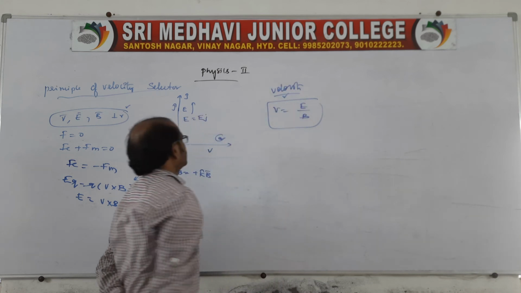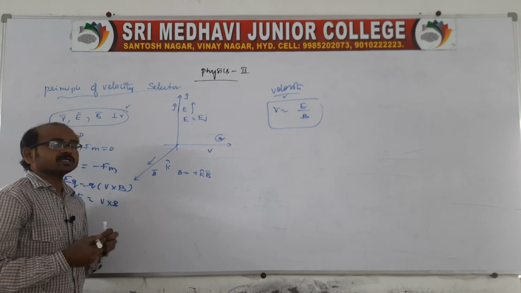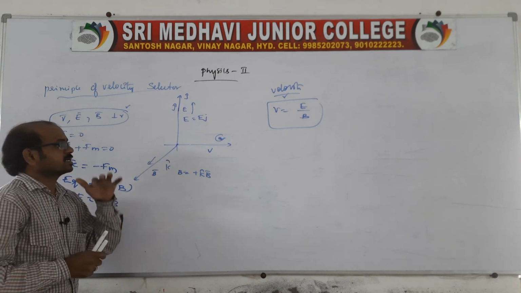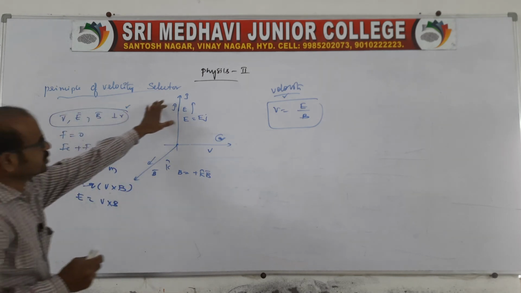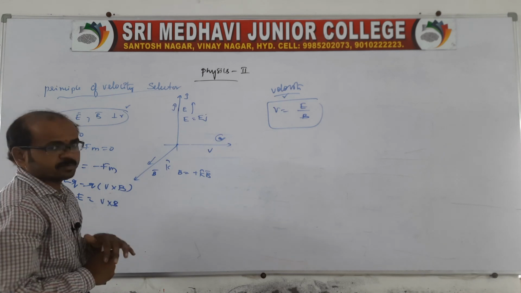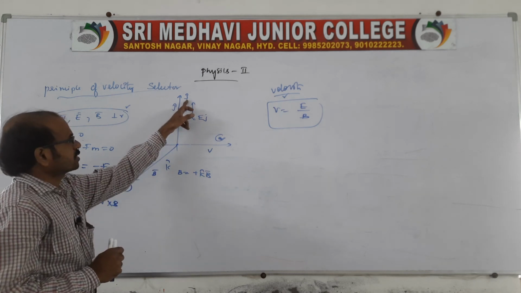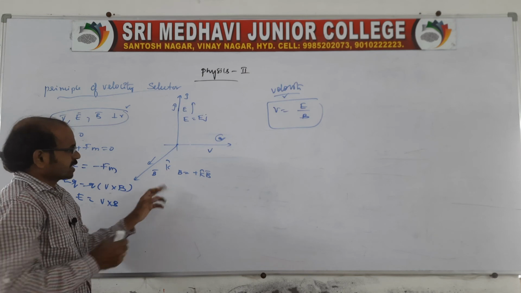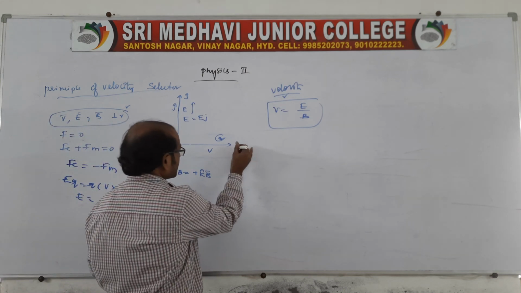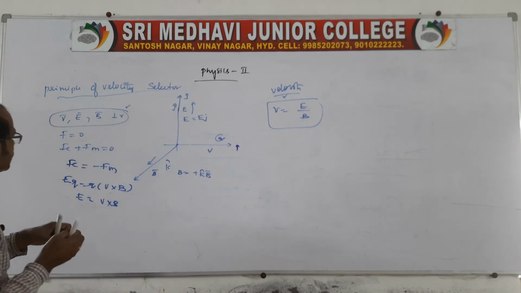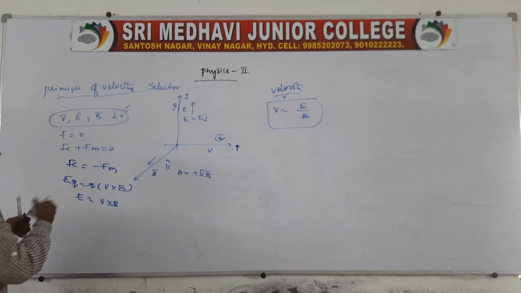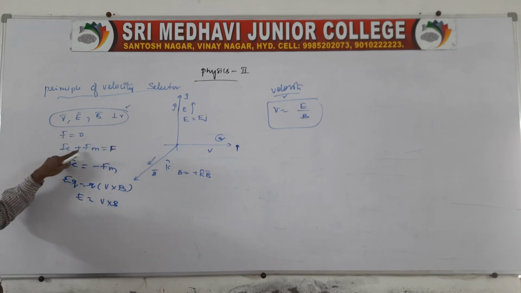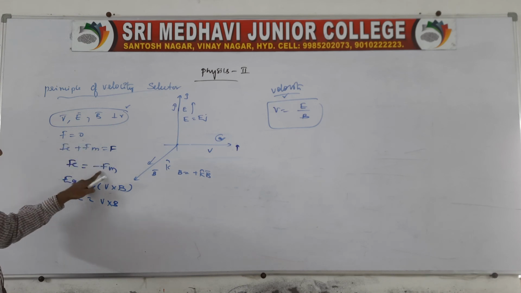When two fields exist simultaneously at a point and a charged particle enters, V, E, B are mutually perpendicular. Look, E is along J cap, B is along K cap, and V is along I cap. When the three are mutually perpendicular, the net force acting on the particle is 0. Here, according to the Lorentz force, F is Fe plus Fm, but F is 0, no? Therefore Fe is equal to Fm.